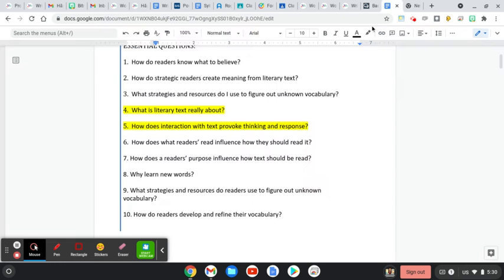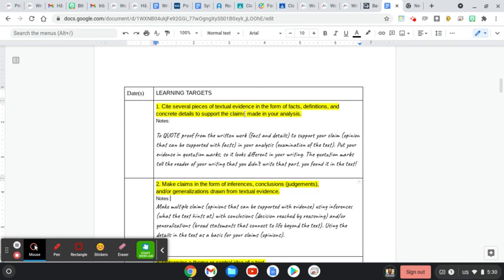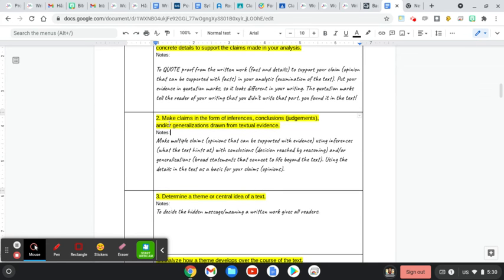This connects to the following learning targets. First, it connects to cite several pieces of text evidence in the form of concrete details from the story. This means to quote with quotation marks something from the text that jumps out at you to support yourself. It also connects to learning target number 2, to make claims in the form of inferences, conclusions, and generalizations drawn from the text. As you look back at the text in this first phase, looking for clues of the point of view, you're definitely going to be making educated guesses and drawing your own conclusions about what the point of view actually is based on the evidence you see.